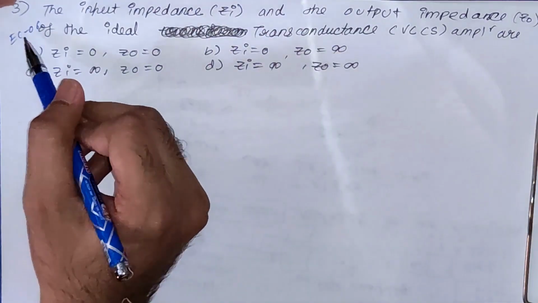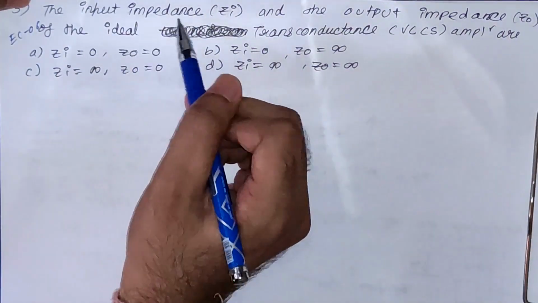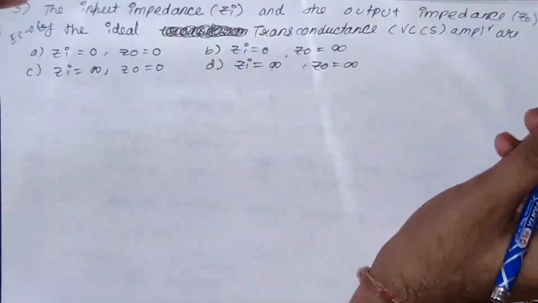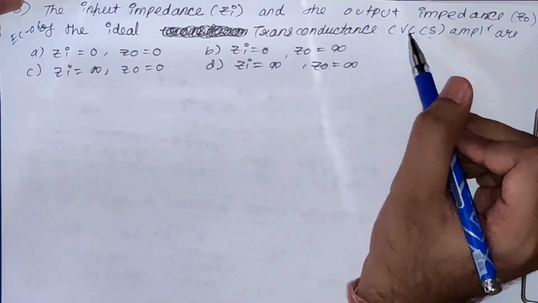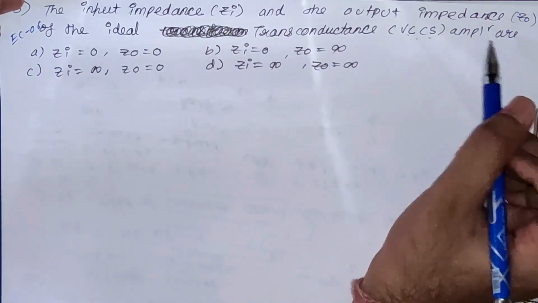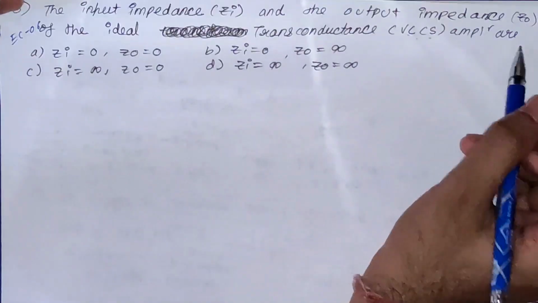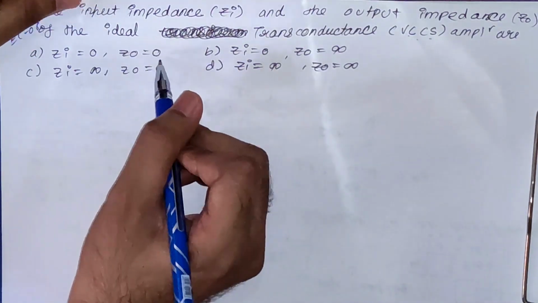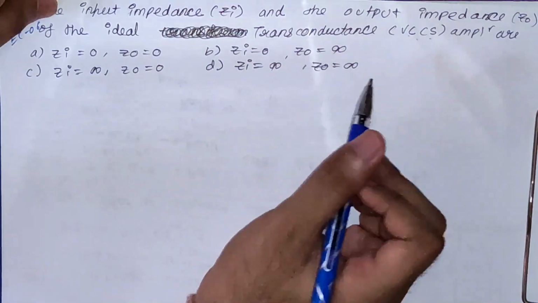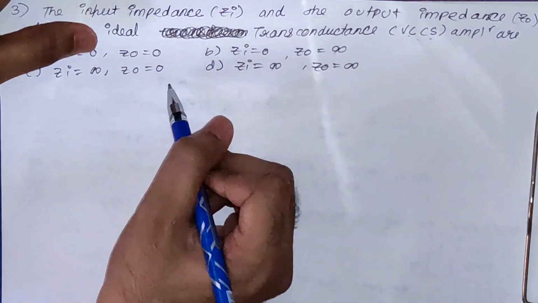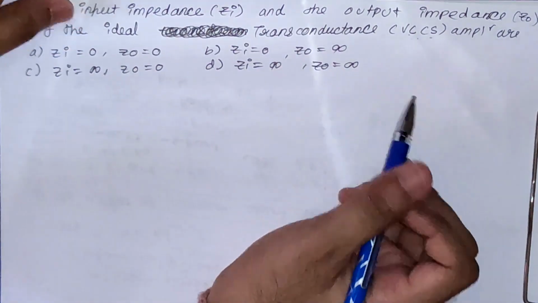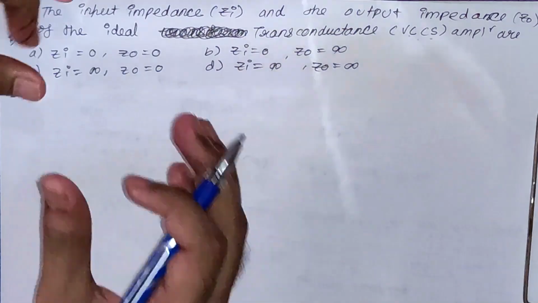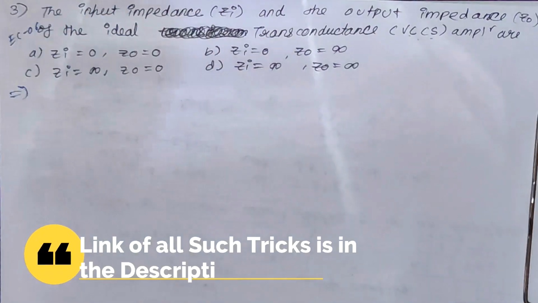Okay, now let's see this sum. This is of EC 2006. The input impedance ZI and the output impedance ZO of the ideal transconductance (voltage controlled current source) amplifier. The options are: ZI is 0, ZO is 0; ZI is 0, ZO is infinity; ZI is infinity, ZO is 0; ZI is infinity, ZO is also infinity. So if you see this question, this is also the same type that we have seen in the earlier sum.